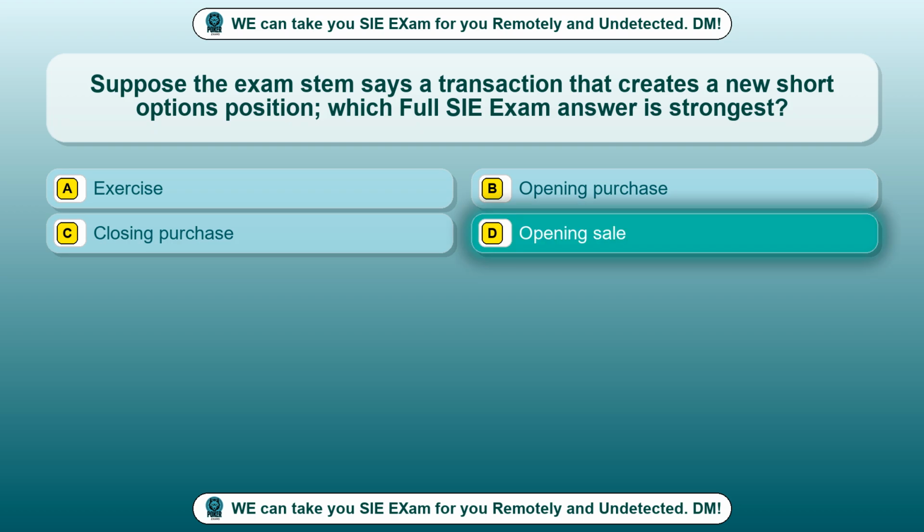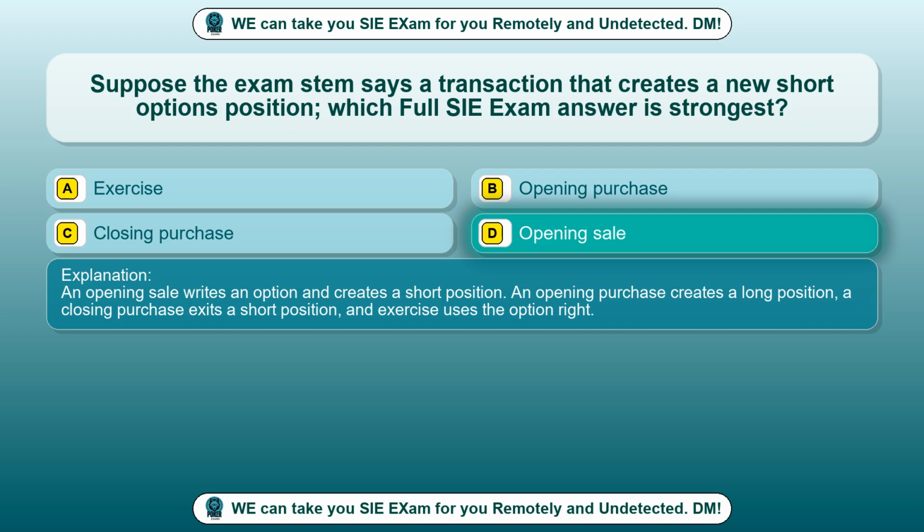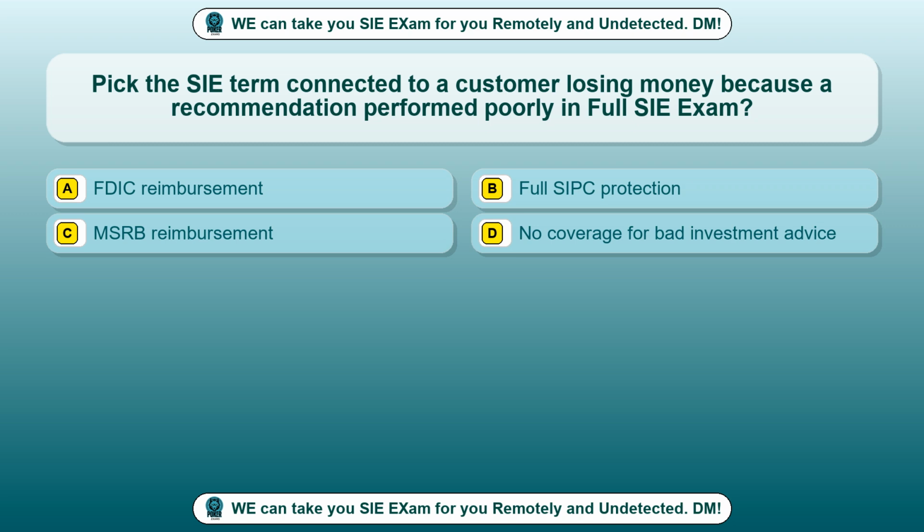Opening sale. An opening sale writes an option and creates a short position. An opening purchase creates a long position, a closing purchase exits a short position, and exercise uses the option right. Question 33. Pick the SIE term connected to a customer losing money because a recommendation performed poorly in full SIE exam. Option A. FDIC reimbursement.